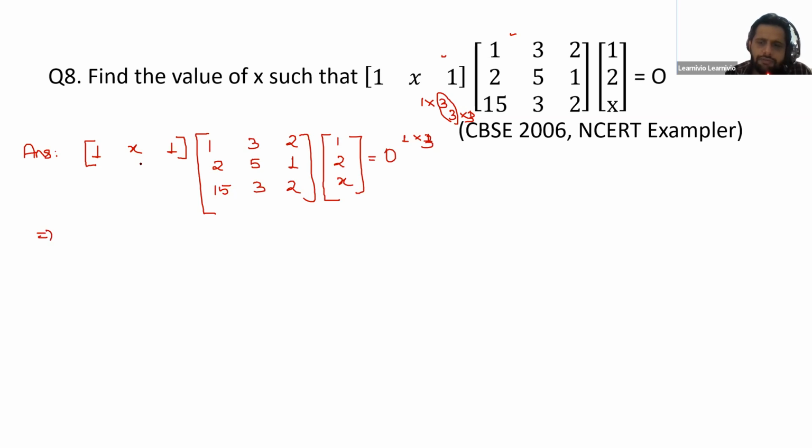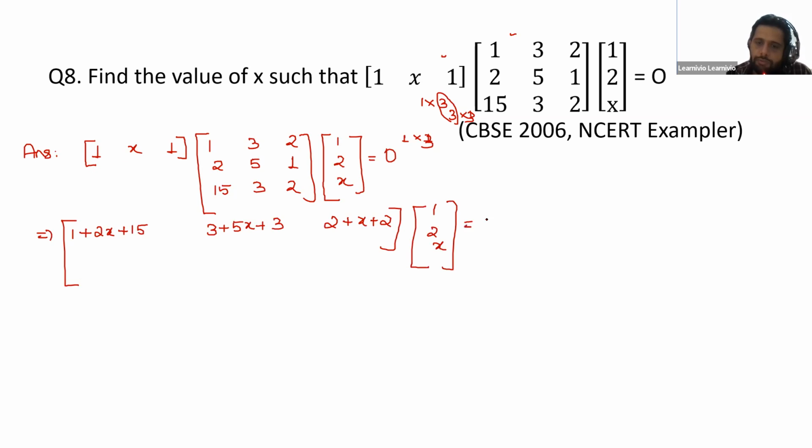Now, first row and first column. So what you will get, multiply this with the first column. 1 into 1 is 1, x into 2 is 2x plus 15. First this column, so 3 plus 5x plus 3. This 2 plus x plus 2. Then you need to multiply this with 1, 2, x. This is equal to the null matrix. Now add this. So this will give you 2x plus 16. This will give you 5x plus 6. This will give you x plus 4. And this is already 1, 2, x, equal to the null matrix.